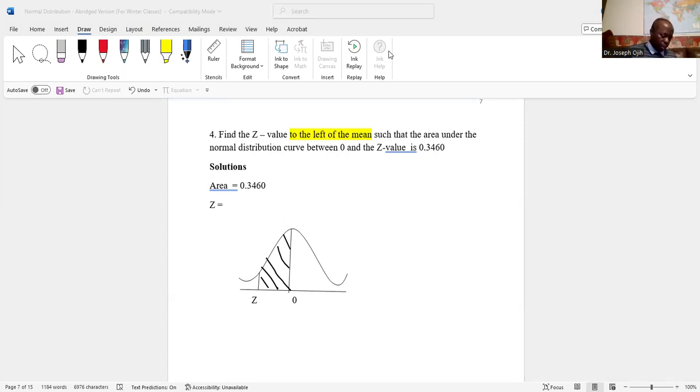So we have it as 0.3460. So that's what I'm looking for. Okay, I have it here. We'll open some website. Let me see if I can open that one. Okay. Well, actually, we have the number already, so we just need to look for it on the table. Let's go to it and look for it.